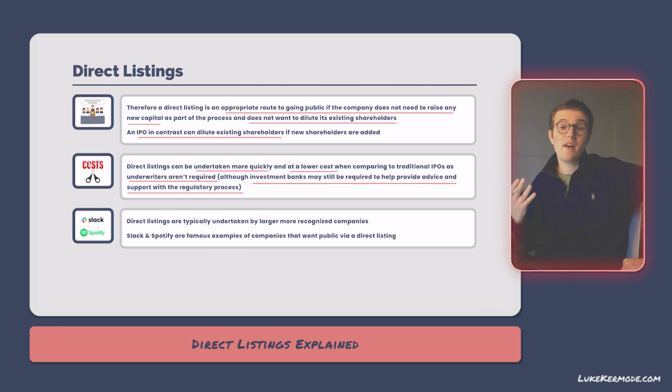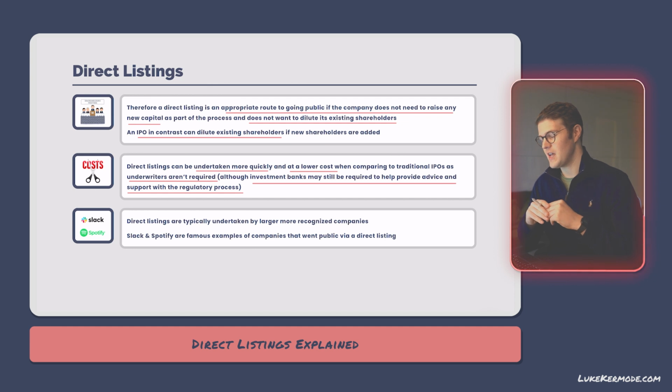So you won't require an investment bank to underwrite the shares because you're not issuing any new shares. So that will save on costs, but you may still hire an advisor to help support with the direct listing process, and also any regulatory filings that need undertaking. You'll probably need advice to support with those items. But in totality, direct listings are faster, you can undertake them quicker, and they're also typically cheaper than a traditional IPO.